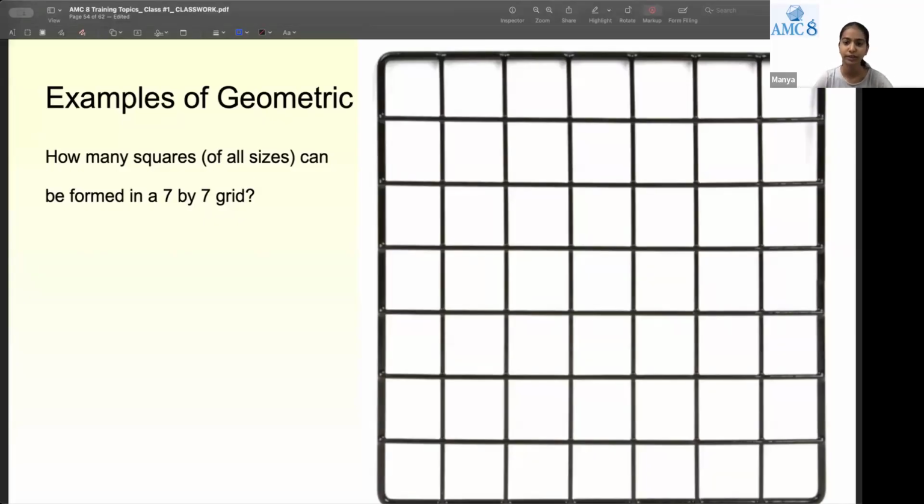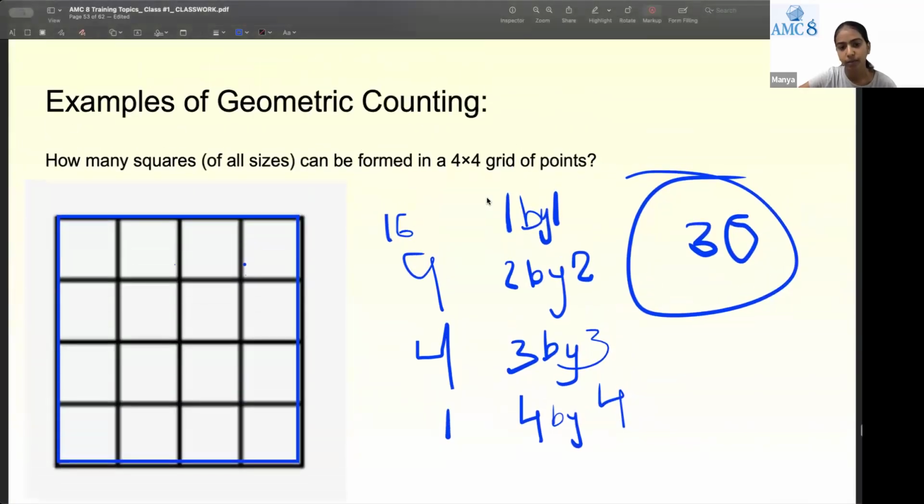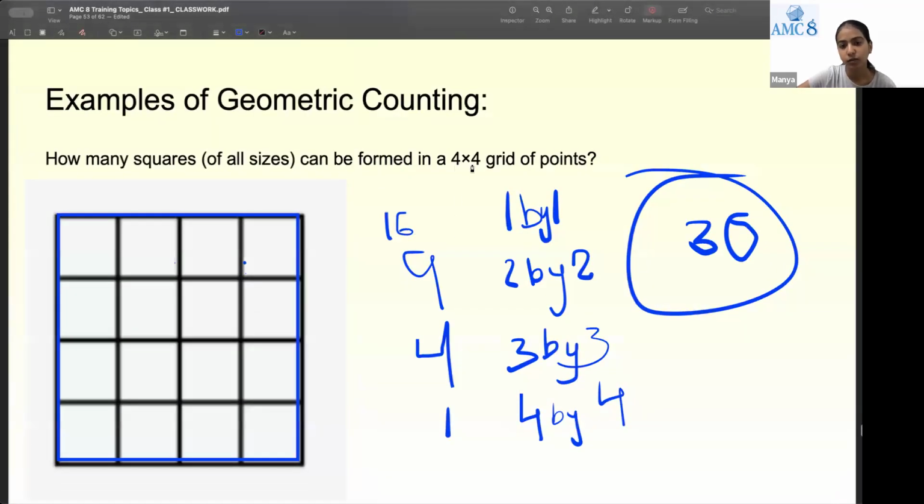I'll also show you an easier trick to do this problem. Okay, so I'll start by showing the trick and then we can try to solve this problem. So look here. In this problem, see that this is a 4 by 4 grid. 4 times 4 is equal to 16.